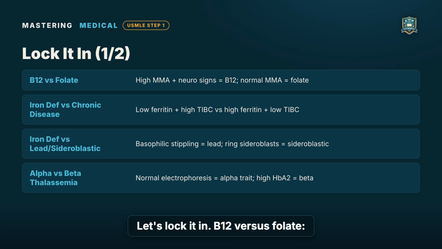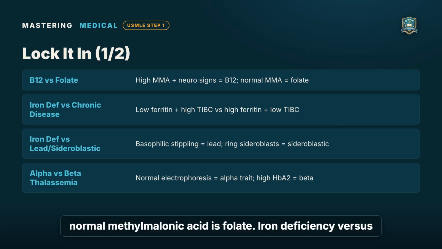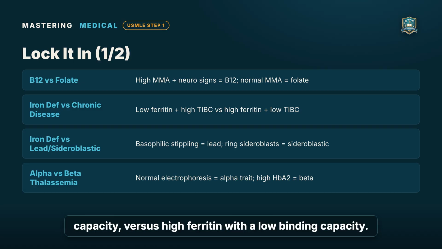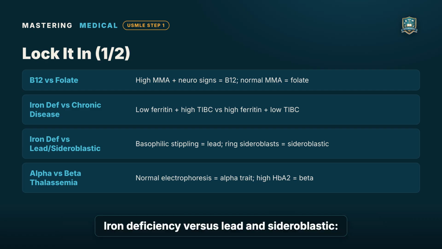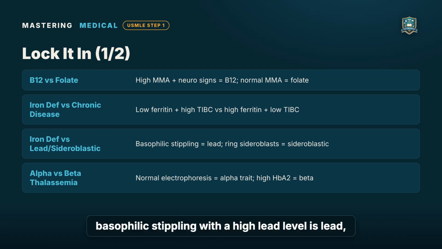Let's lock it in. B12 versus folate. High methylmalonic acid with neurologic symptoms is B12. Normal methylmalonic acid is folate. Iron deficiency versus anemia of chronic disease. Low ferritin with a high binding capacity versus high ferritin with a low binding capacity. Iron deficiency versus lead and sideroblastic. Basophilic stippling with a high lead level is lead. Ring sideroblasts with high iron is sideroblastic.